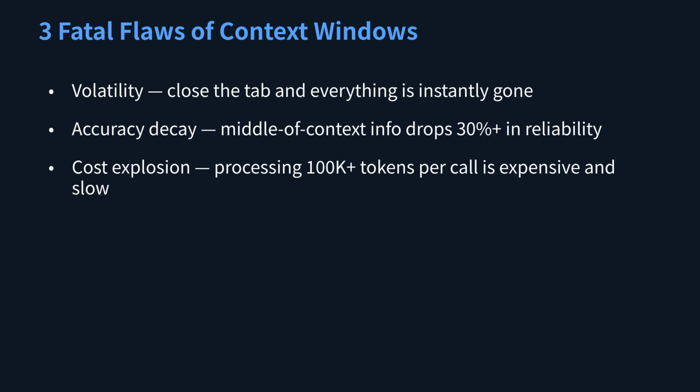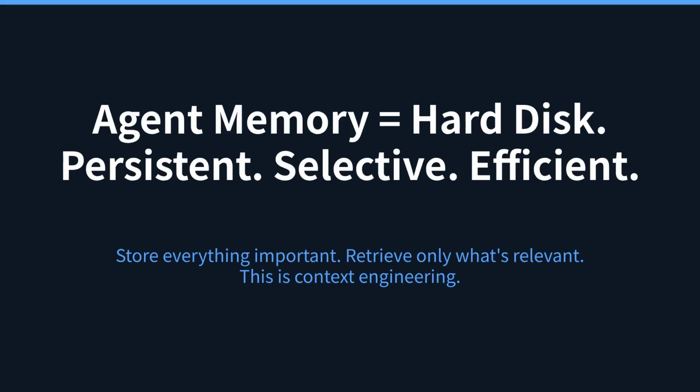Context windows have 3 critical weaknesses that no amount of RAM expansion can fix. First, volatility. Close the tab, and everything is gone. Second, accuracy degrades as context grows longer. Research shows that accuracy for information buried in the middle of a long conversation drops by more than 30%. Third, it's expensive. Processing hundreds of thousands of tokens on every single API call adds up fast in both cost and response time.